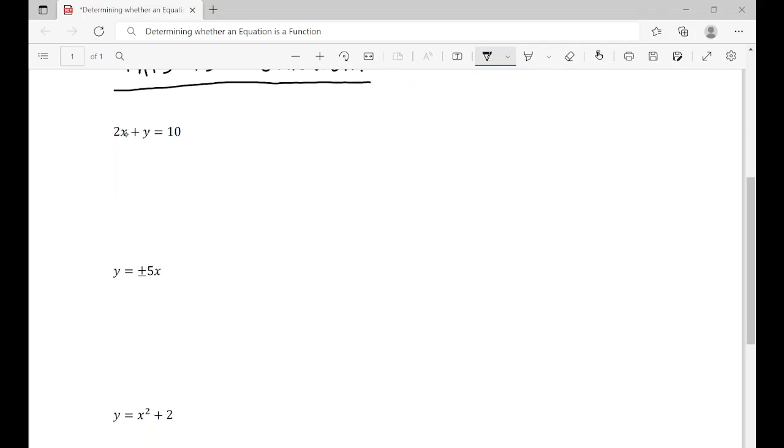Next we have 2x plus y equals 10. To see if this equation is a function, we're going to solve for y. So I'm going to subtract 2x over to get y by itself, and I'm going to get y equals negative 2x plus 10. Since I have y by itself, and it just equals this one single expression, I can say that this equation is a function.